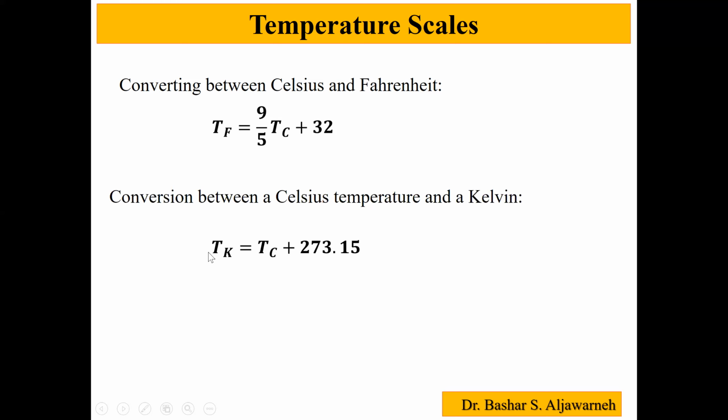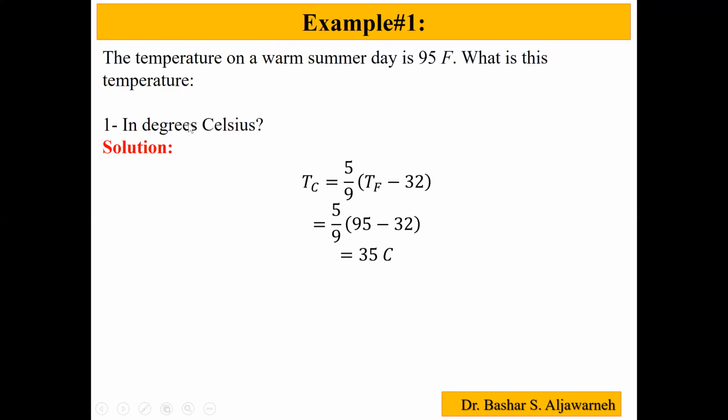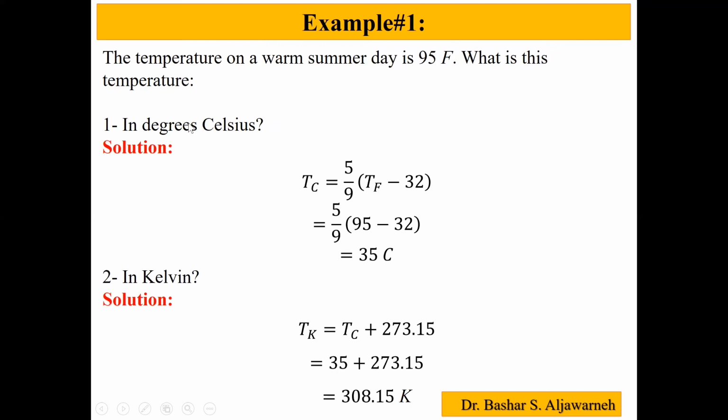into Celsius. As an example, on a summer day, the temperature is 95 Fahrenheit. What is the temperature in degrees Celsius and Kelvin? I will go to the second part, which is converting from 95 Fahrenheit into Kelvin. We know there is no direct relation between Fahrenheit and Kelvin, but we can see here the temperature in Kelvin equals temperature in Celsius plus this constant.